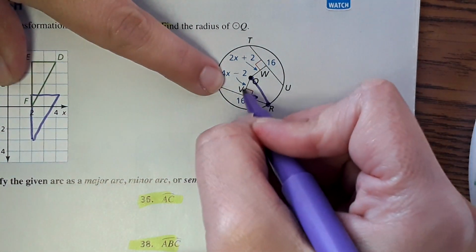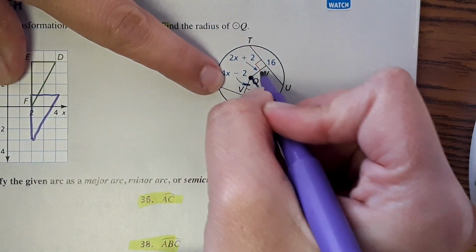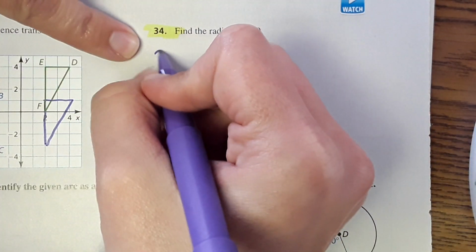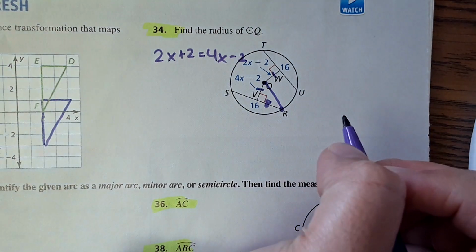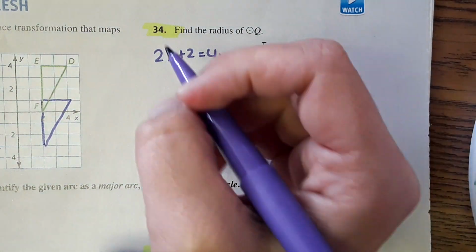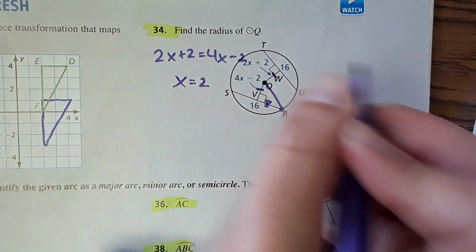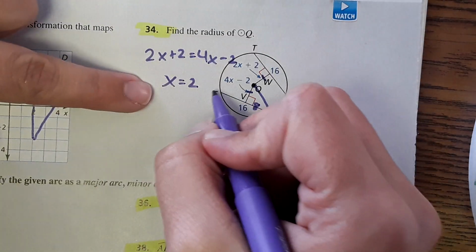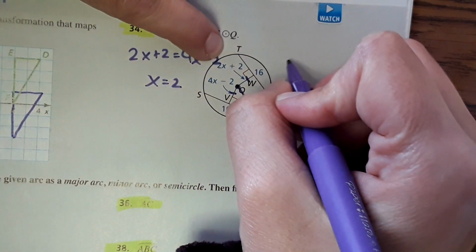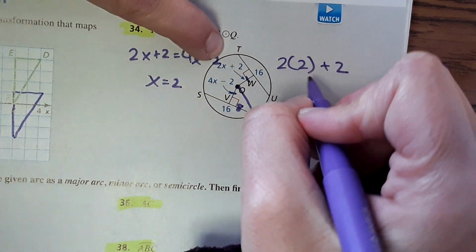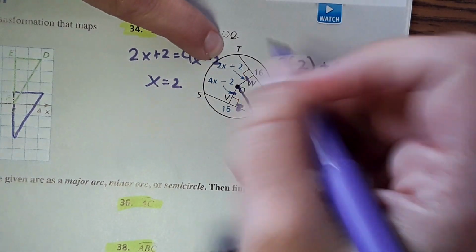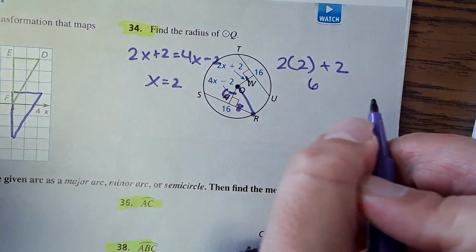And then to find this dimension here, we actually have to set this equal to this to solve for x first. So 2x plus 2 equals 4x minus 2. Assuming that you can solve that equation, it comes out to x equals 2. And then from there, you plug in the x to find the length of that segment. So let's see, 2 times 2 plus 2. This solves to 6. So the segment right here is 6 units.